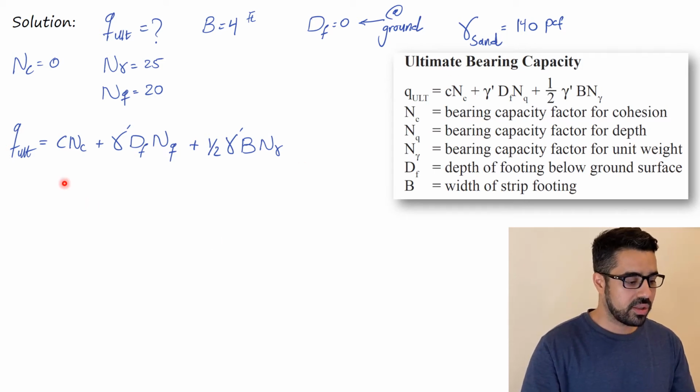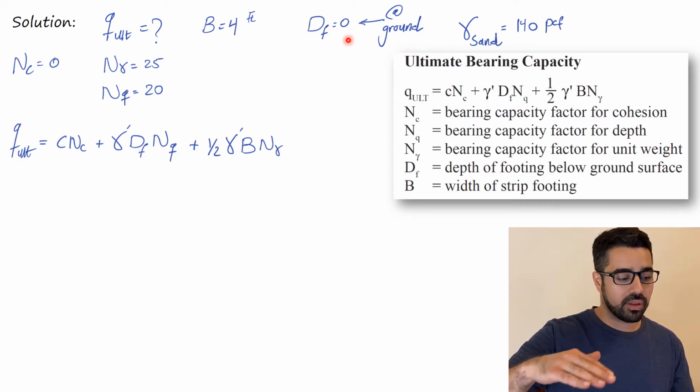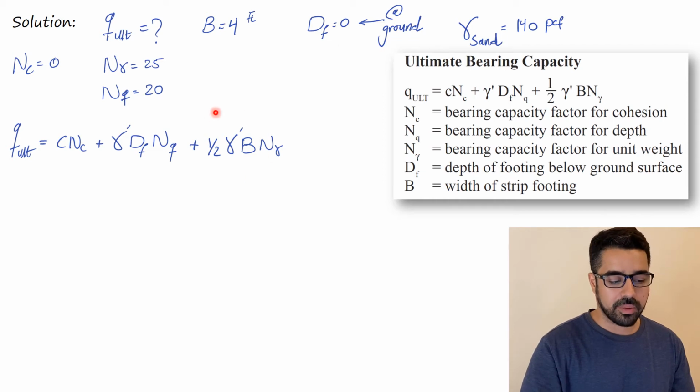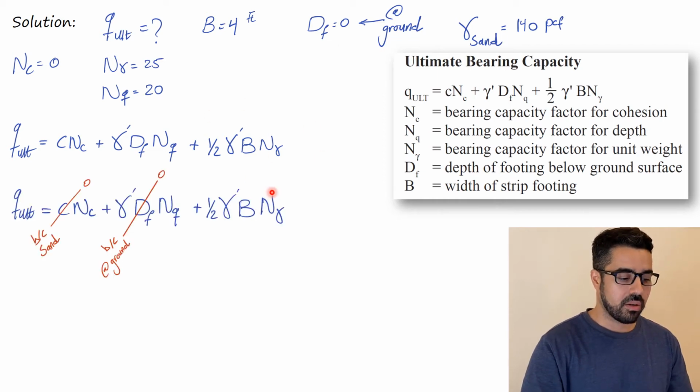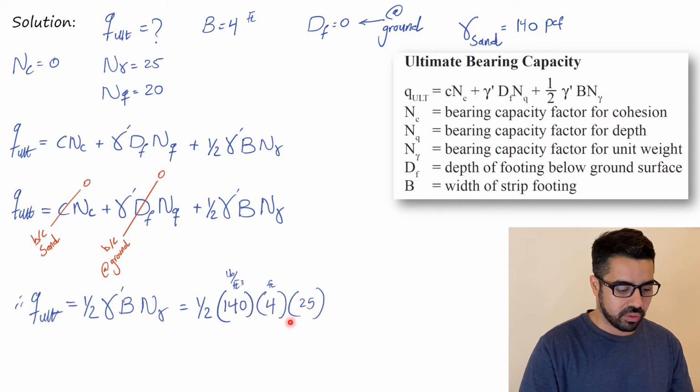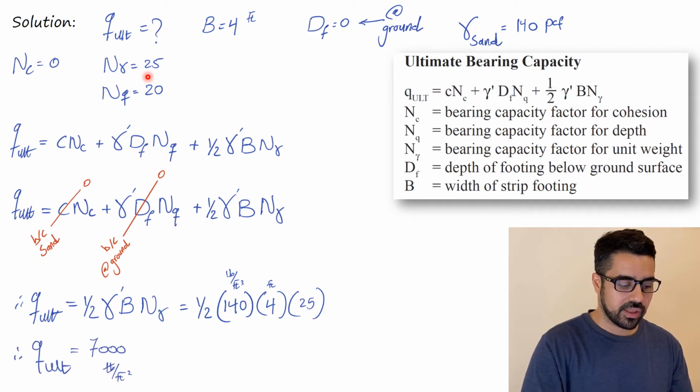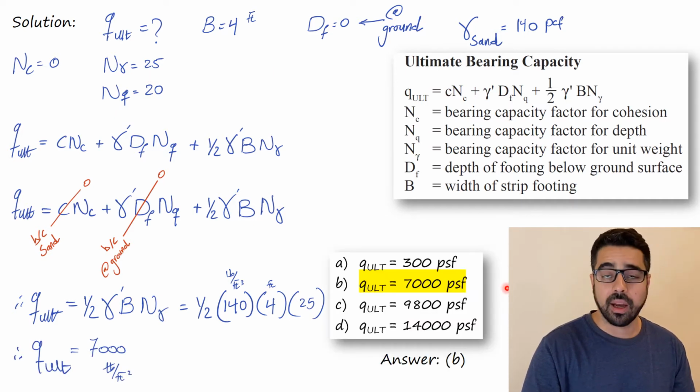So C is 0 because, as we said, it is sand. So the entire first term is gone. The second term is gone as well because DF, the depth of the footing, is 0 because, as we said, it's on the ground surface. So we're going to end up having only one term. So half, gamma is 140, B is 4, and 25 is the N gamma. And that's going to give us basically 7,000, which is answer B.